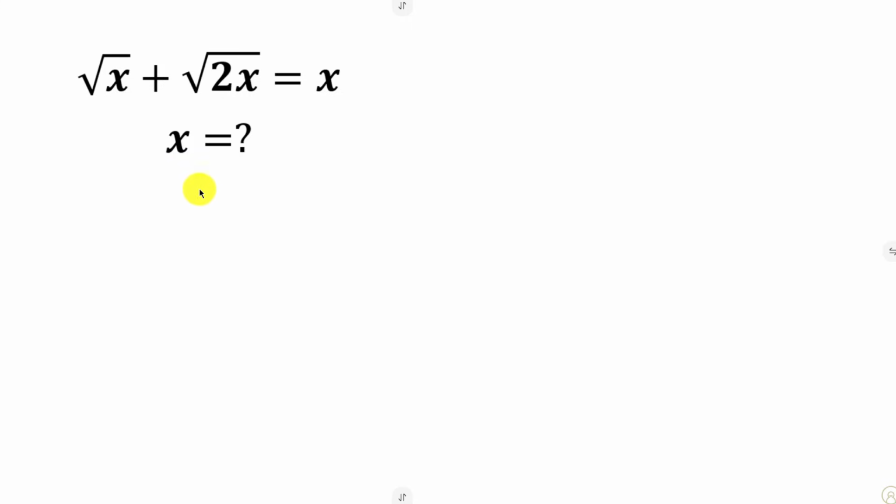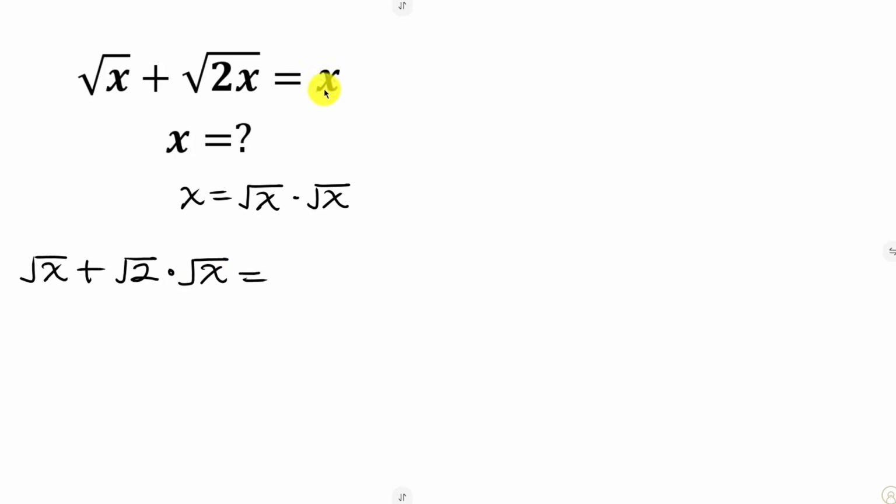We know that x is the same as the square root of x times the square root of x. So I'm going to be writing this instead of just writing x. So we'll write the square root of x plus this expression can be written as the square root of 2 times the square root of x. This is equal to, now I'm going to be writing this, which is the same as x. So the square root of x times the square root of x. Now we see that the square root of x is a lot common here.